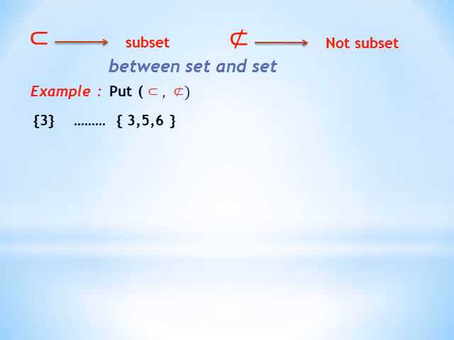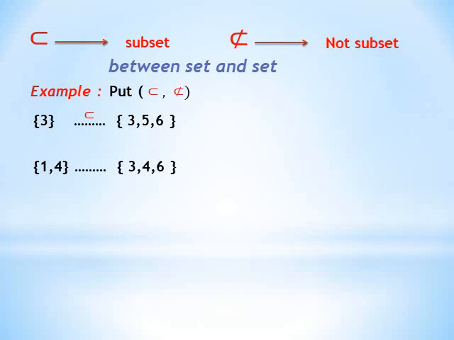Like that example, put subset or not subset. Here we found 3 between two braces of a set. This means the set of 3, and this is the set of 3, 5 and 6. Do you find 3 here? Yes, we found it. So I will put subset. That's correct. What about the next? Set 1 and 4, and the other set 3, 4 and 6. Mister, I found 4 here, and 4 here. But what about the 1? 1 is here, but I didn't find 1 in the other set. I must find the elements of the first set all in the second set.